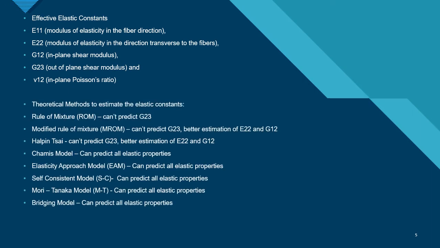Let us see some of the theoretical methods that can also estimate the elastic constants. We have the rule of mixture. This is really the classic one, but unfortunately it can't predict the out-of-plane shear modulus. Then we have the modified rule of mixture, Halpin-Tsai, Chamis model, EAM or elastic approach model, self-consistent model, Mori-Tanaka model, and bridging model. These models came one after another so that the predictions of elastic constants can be better and match the experiment.